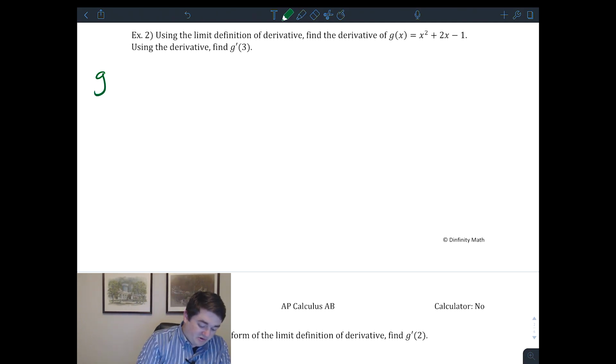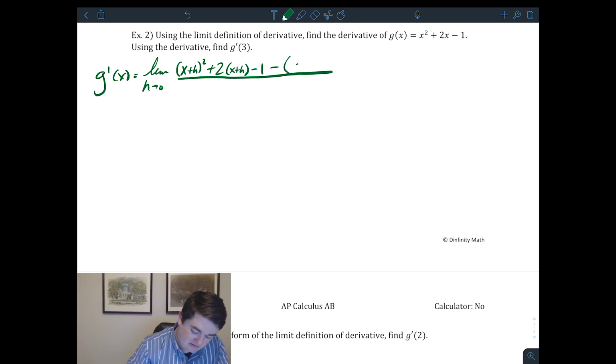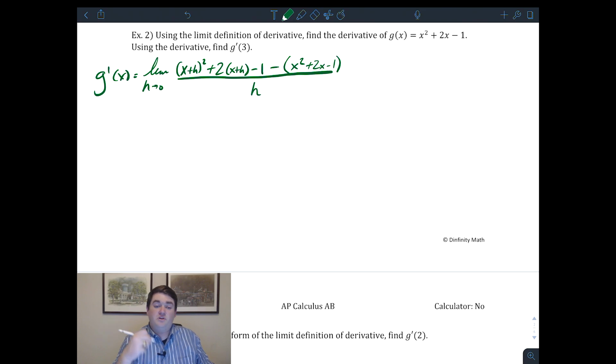So here we go. Using my formula, g prime of x is the limit as h approaches 0 of f of x plus h. That's going to be x plus h squared plus 2 times x plus h minus 1, minus f of x, x squared plus 2x minus 1, all over h. Okay? And again, once you get to this step, we just need to clean up a little bit. Combine like terms, cancel out anything you can.